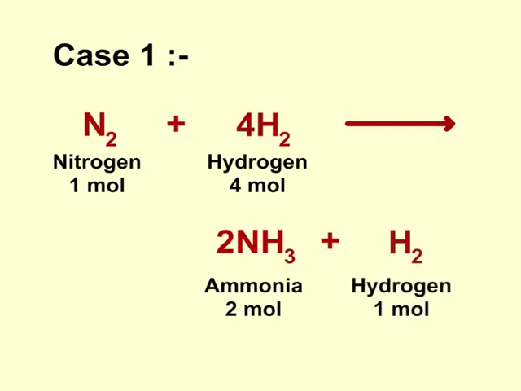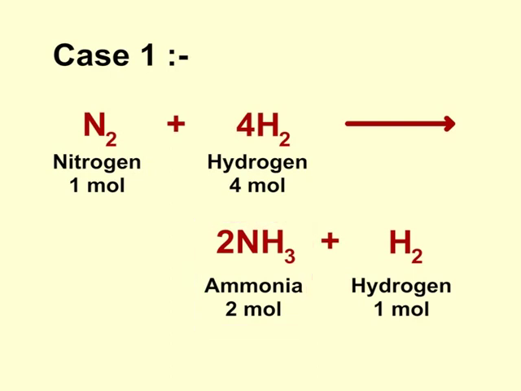In the chemical reaction shown on the screen, 1 mole of nitrogen and 4 moles of hydrogen react to form 2 moles of ammonia and 1 mole of hydrogen. N2 plus 4H2 gives 2NH3 plus H2. In this case, 1 mole of hydrogen will be left unreacted and 2 moles of ammonia will be produced.